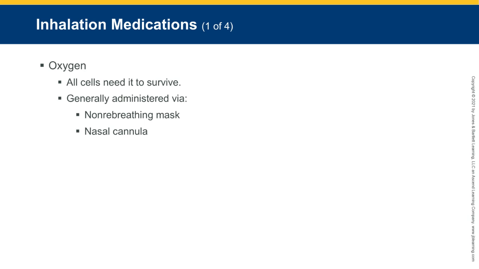Oxygen is one of the most critical medications in pre-hospital care. All cells in the body require oxygen to survive. EMTs typically administer oxygen via a non-rebreathing mask or a nasal cannula. The choice of delivery method depends on the patient's condition and oxygen needs.